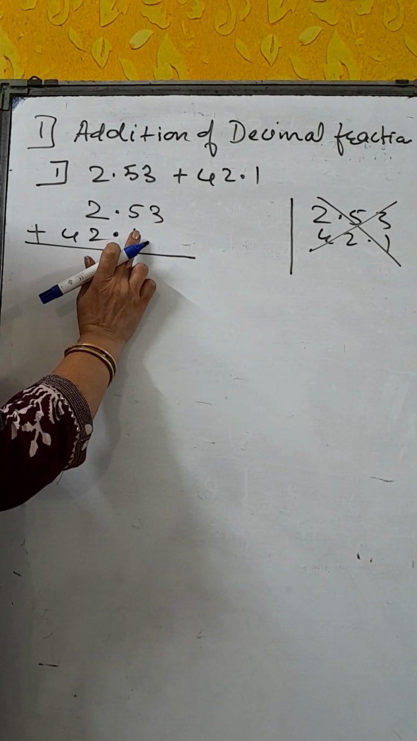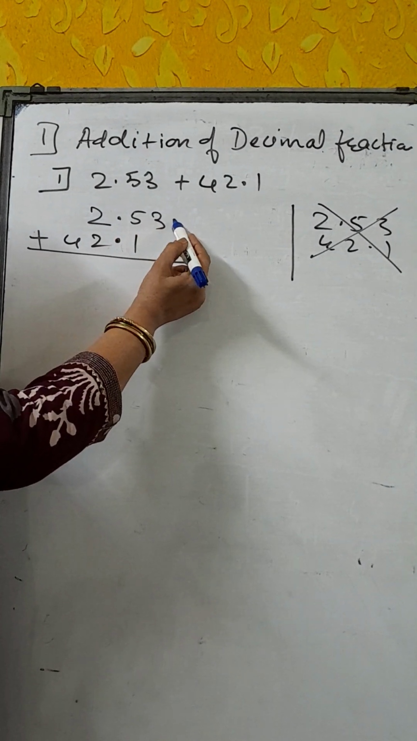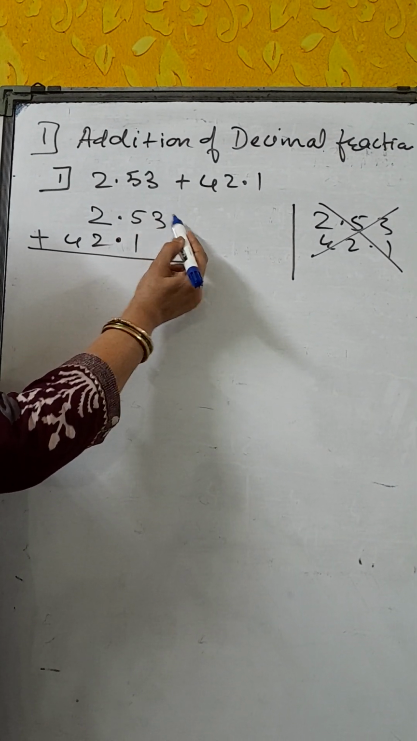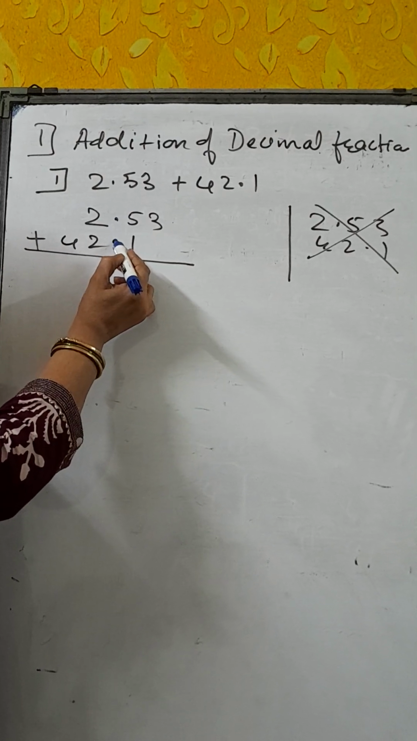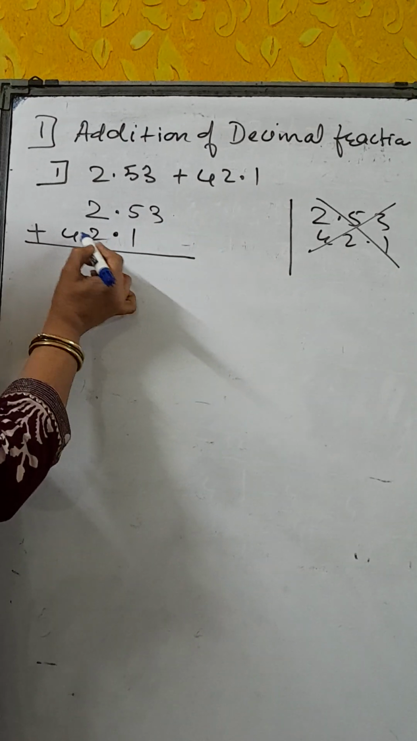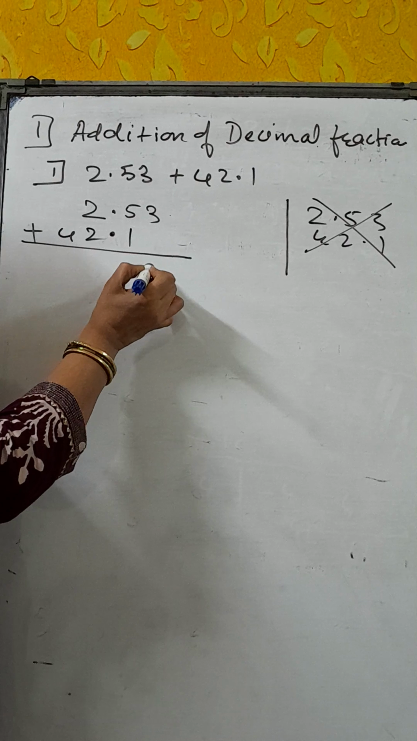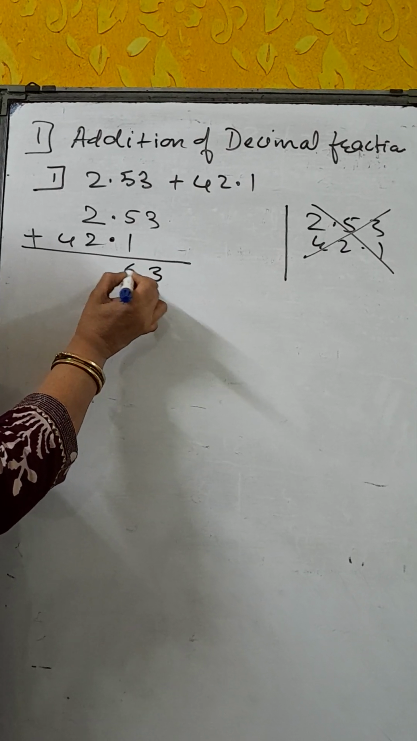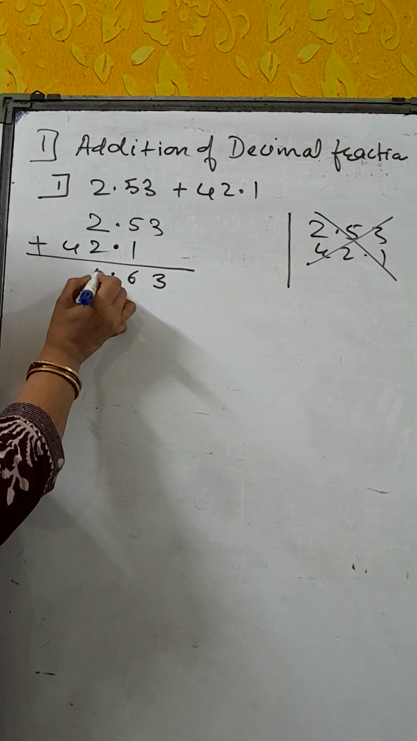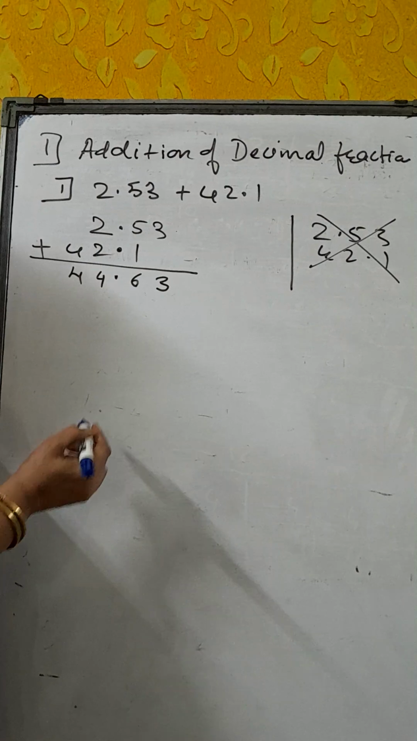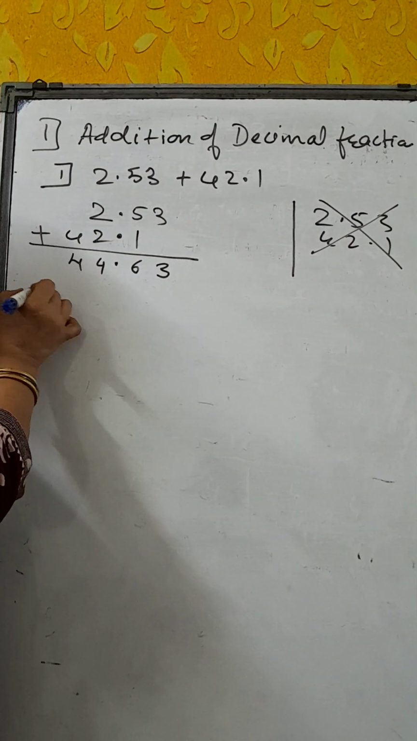Is the rule clear? What you have to do is write the first fraction, then below the decimal, the decimal point, and then the second fraction, that is 42.1, and simple addition, that is 44.63. One more example. Second example.